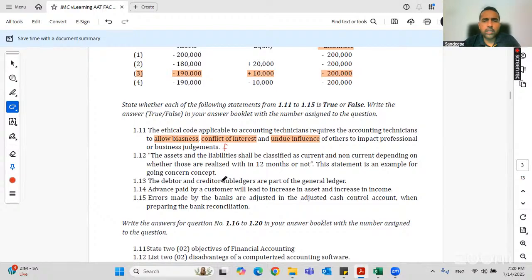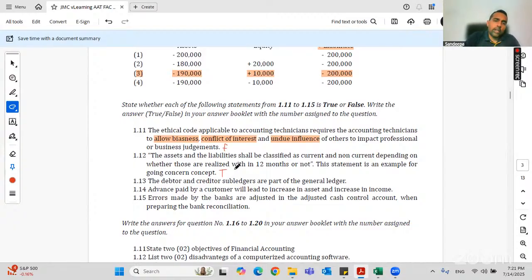Assets and liabilities shall be classified as current and non-current, depending on whether those are realized within 12 months or not. This statement is an example for going concern. Assets and liabilities are classified as current and non-current due to going concern. Because when we classify assets as current, non-current, liability as non-current, that shows you are going to continue the business.